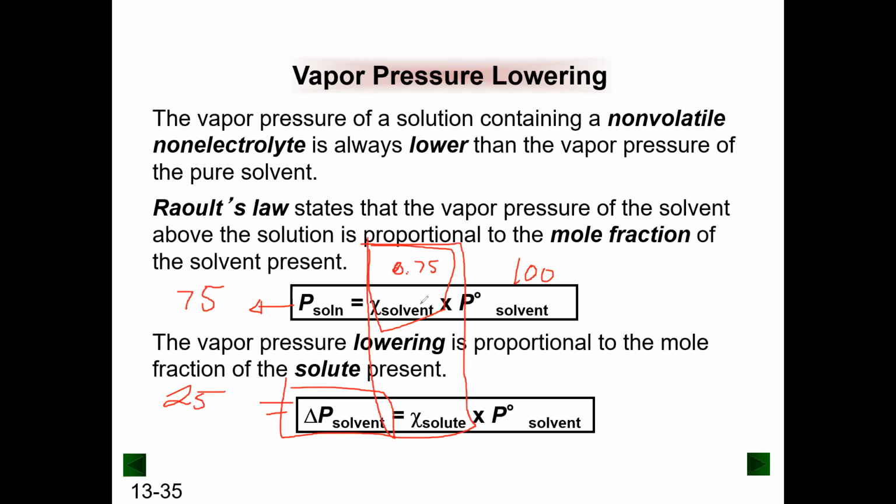If I only have this solute and this solvent, this is 0.75. What should my X solute, or my mole fraction of solute, be? 0.25, right? The two of these added together should always equal 1. My P solvent is the same. This is still 100. So if this is 0.25, 0.25 times 100 gives me 25. Does everyone see that? So these two equations are directly related to each other. It depends on what you're looking for. If you're looking for the change, it would be 25. If you're looking for the pressure of the new solution, it would be 75. It has changed by 25.